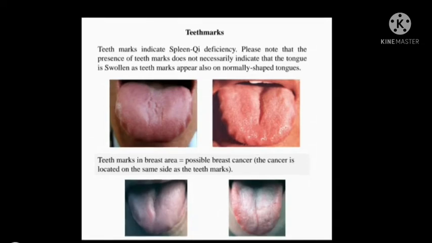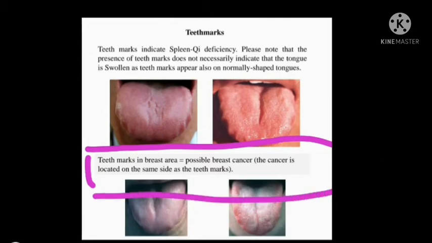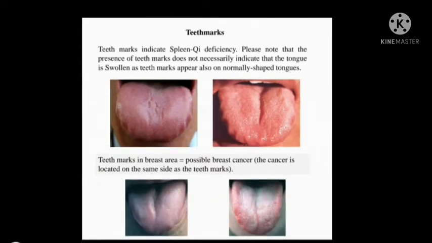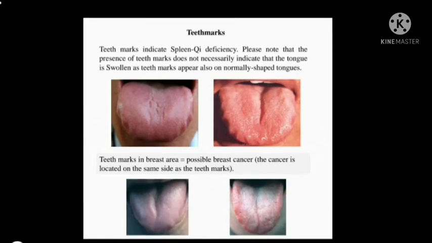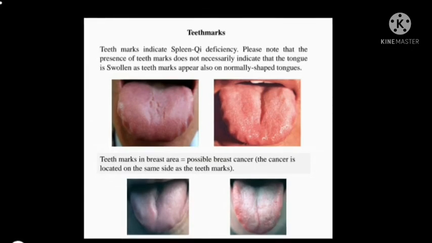And one more thing which is written in this box is important. If the teeth mark is in the breast area, when I explained the tongue anatomy, at that time I explained that this is the breast area on the tongue surface. If teeth marks come especially in this area, that may possibly be the teeth mark for the breast. It indicates that it is a symptom of breast cancer. Okay, it may be there.